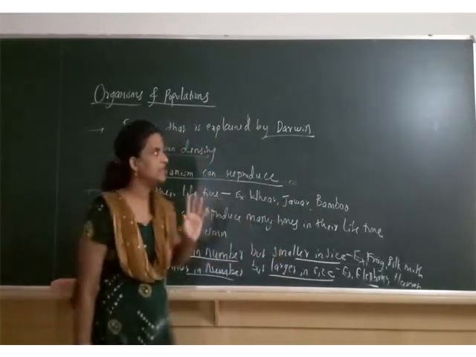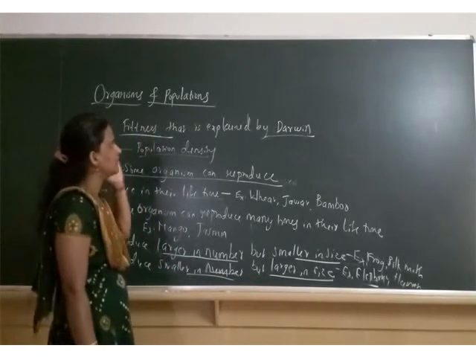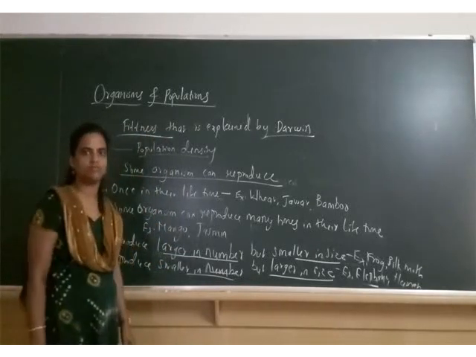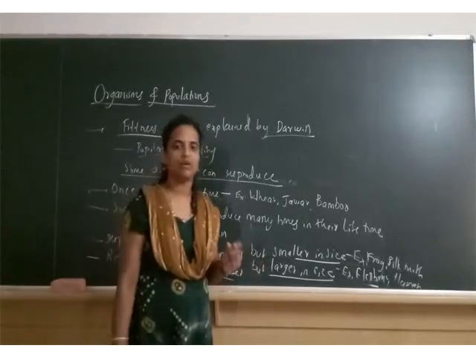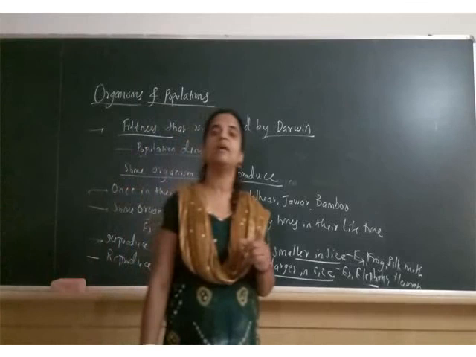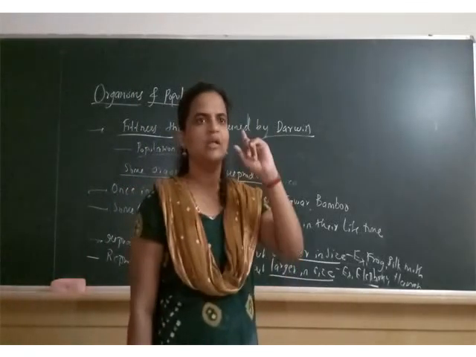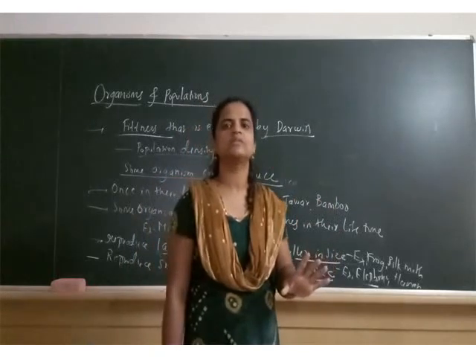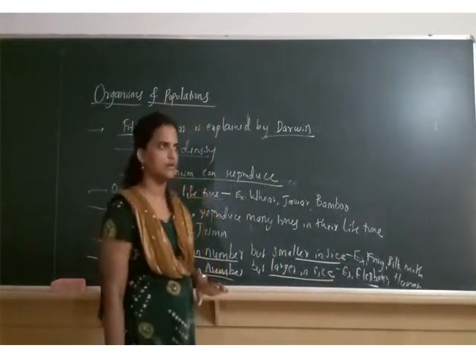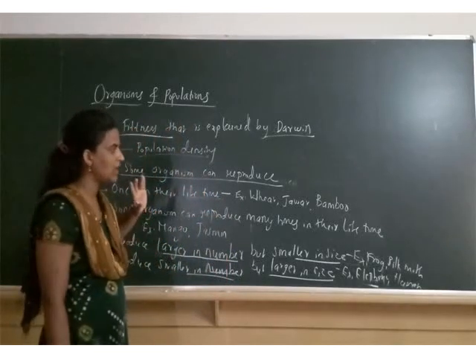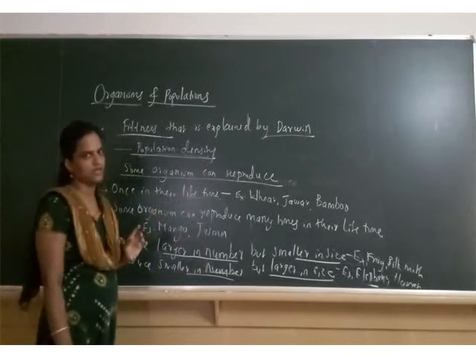These are all explained by fitness, which is explained by Darwin. One of Darwin's rules is survival of the fittest. The organism that is fit is going to survive. The organism that makes the struggle is going to survive. These are Darwin's rules that are going to apply to the population density. Okay, thank you.